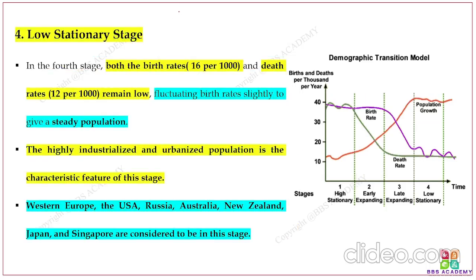The low stationary stage is characterized by a low birth rate, like 16 per 1000, and a low death rate, like 12 per 1000. Due to the low birth rate and low death rate, the population growth is very steady. Here the population is highly industrialized and urbanized. Highly developed countries like Western Europe, USA, Russia, Australia, New Zealand, Japan, and Singapore are considered examples of this low stationary stage.